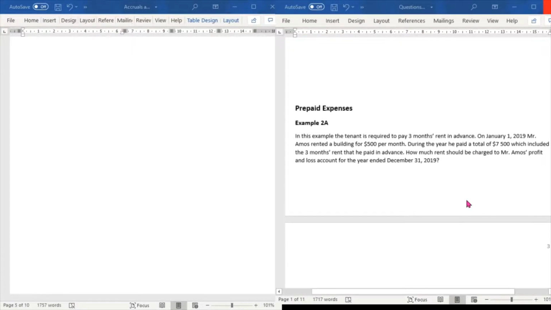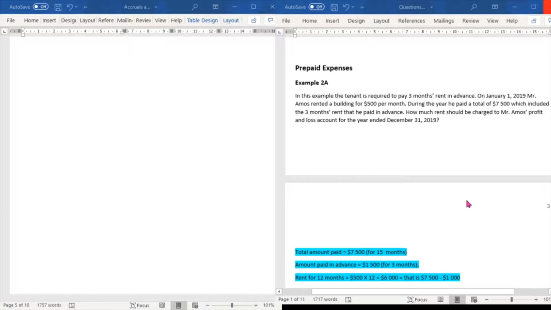Let us look at another example, and this time we are looking at prepaid expenses. In this example, the tenant is required to pay 3 months' rent in advance. On January 1, 2019, Mr. Amos rented a building for $500 per month. During the year, he paid a total of $7,500, which included the 3 months' rent that he paid in advance.